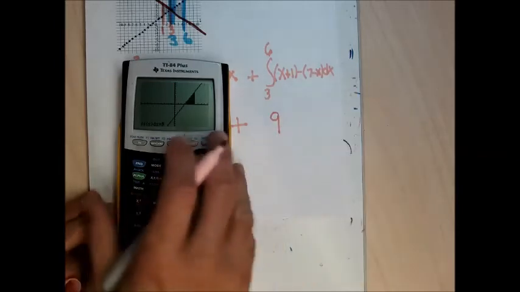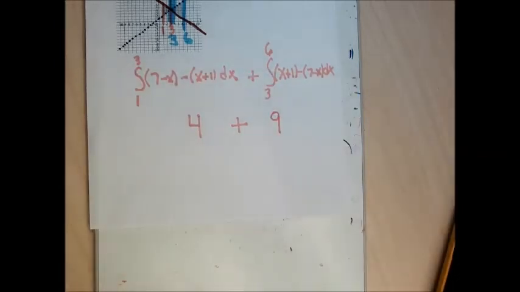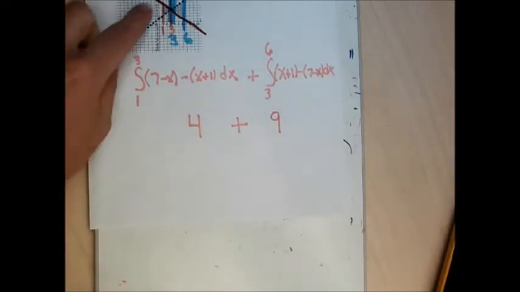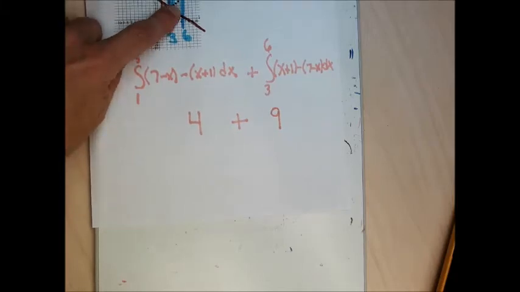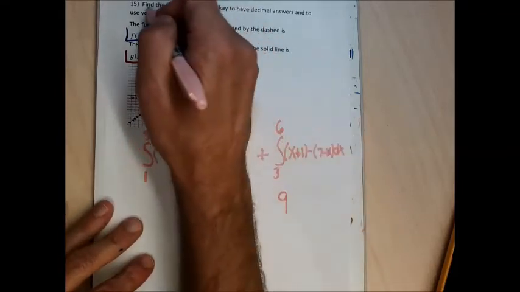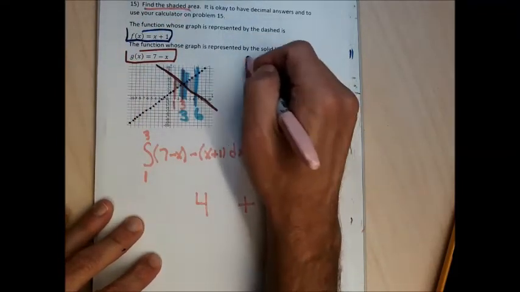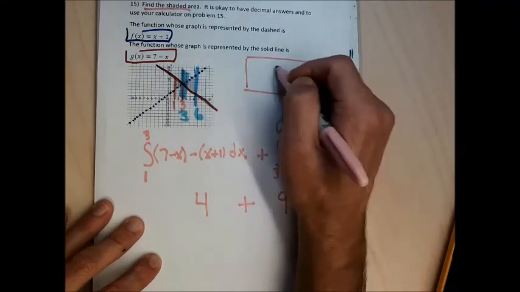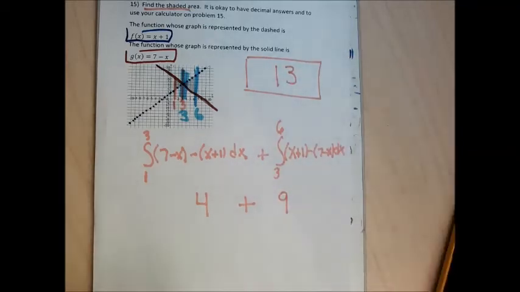So the area gotten from the two shaded areas: that region has an area of 4. This region has an area of 9. When I add those two numbers together, this is going to find the shaded area. The answer to problem 15, the shaded area is 13 square units.